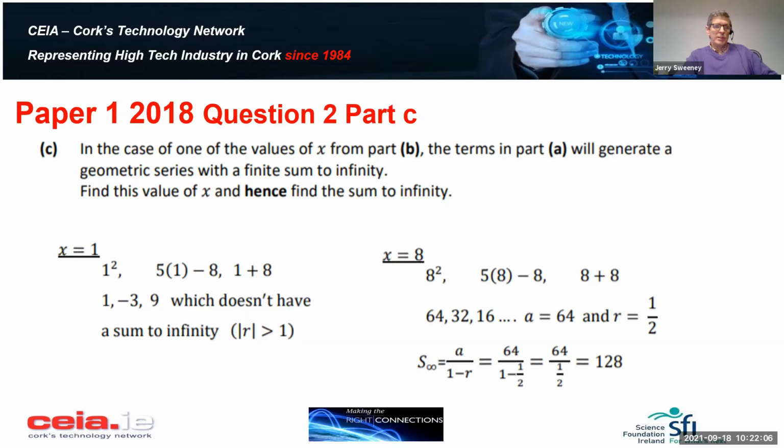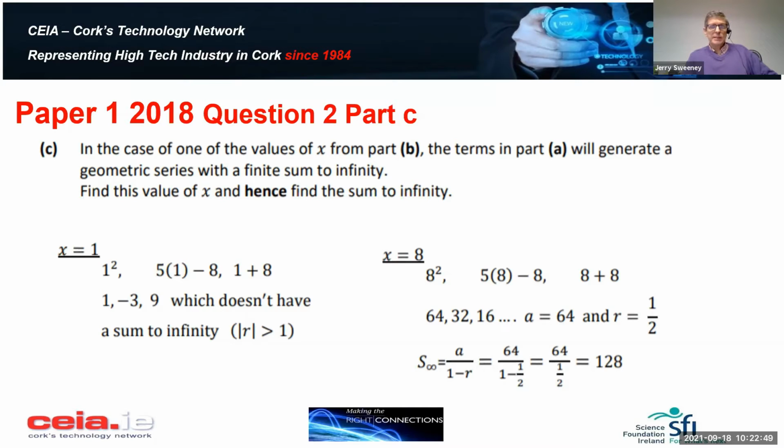And the first 3 terms in the series come in at 1, minus 3, 9, and we know the ratio must continue to be the same, so the ratio is minus 3. So the next term after 9 will be 9 multiplied by minus 3, which is minus 27. And if the modulus of the ratio is greater than 1, then it doesn't have a finite sum to infinity. Okay, so that is not the one that we're looking for.